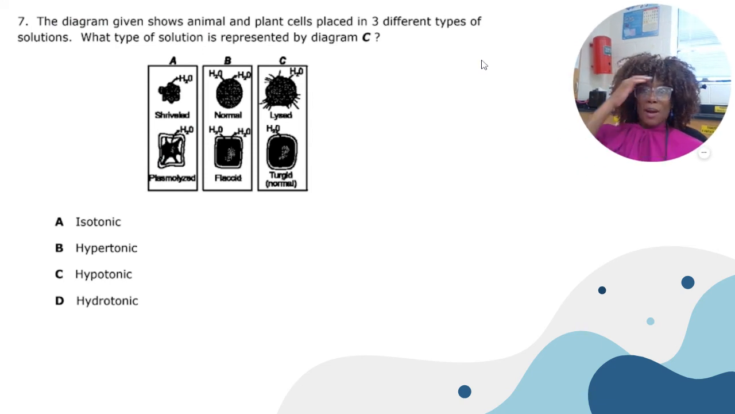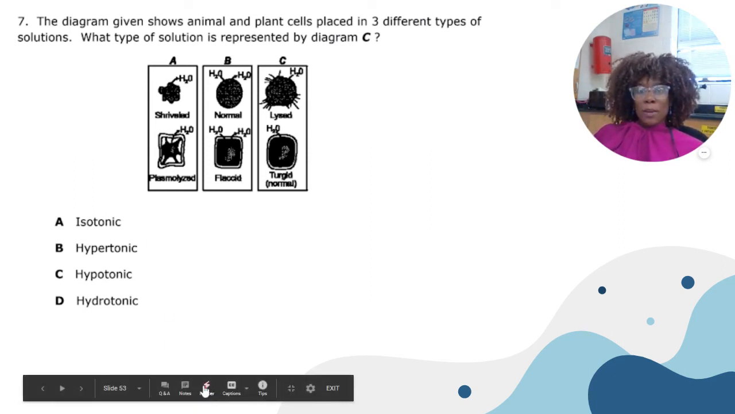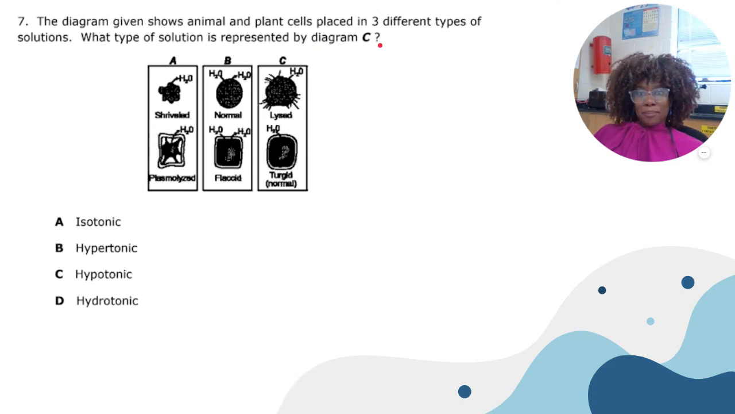Okay, next problem. So the diagram given shows animal and plant cells placed in 3 different types of solutions. What type of solution is represented by diagram C? So we're looking at diagram C. What conditions are we talking about here?